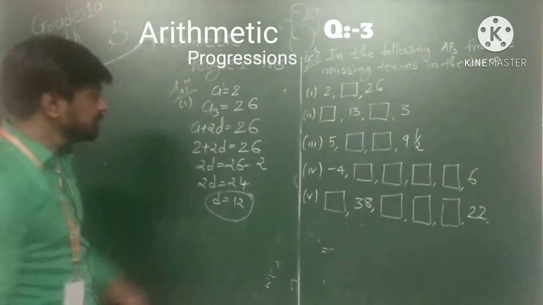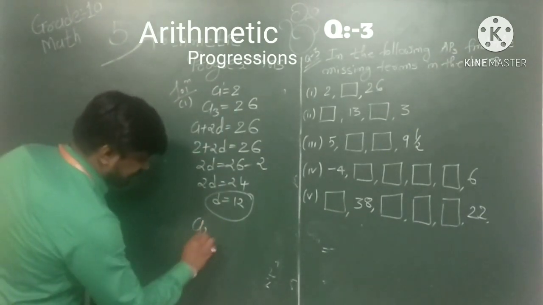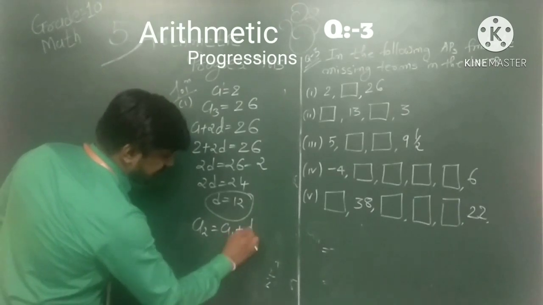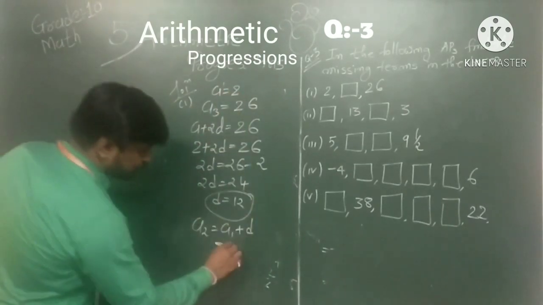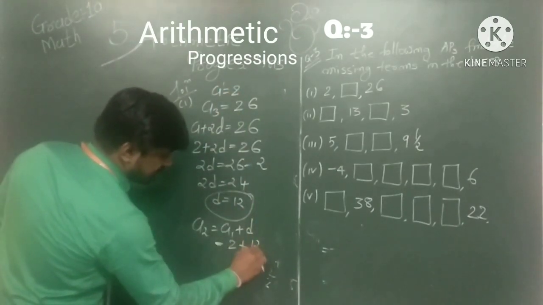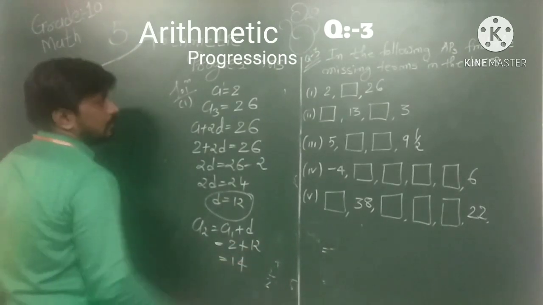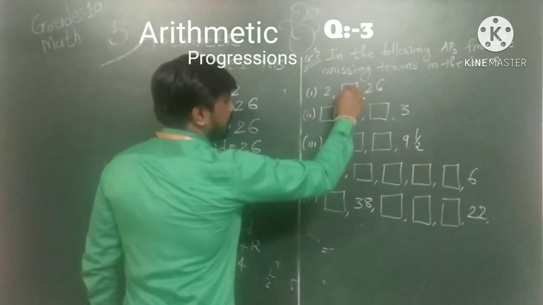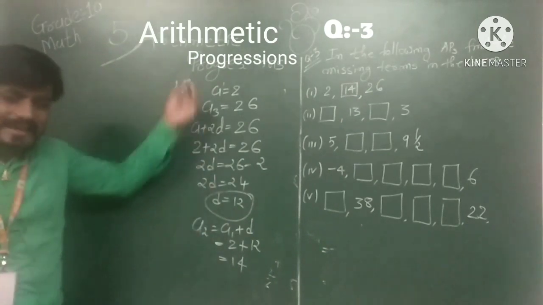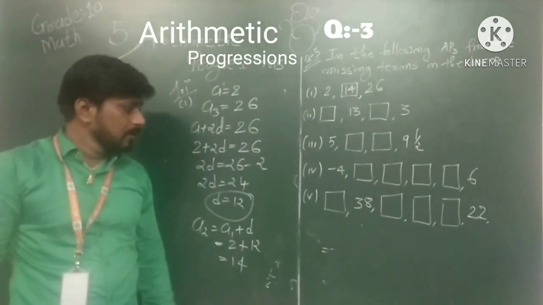Now our first term is 2. Second term is equal to first term plus D. What is the first term? 2. And what is D? 12. That means 14. Finally we have 14. Our second term is 14. Got it, everyone?